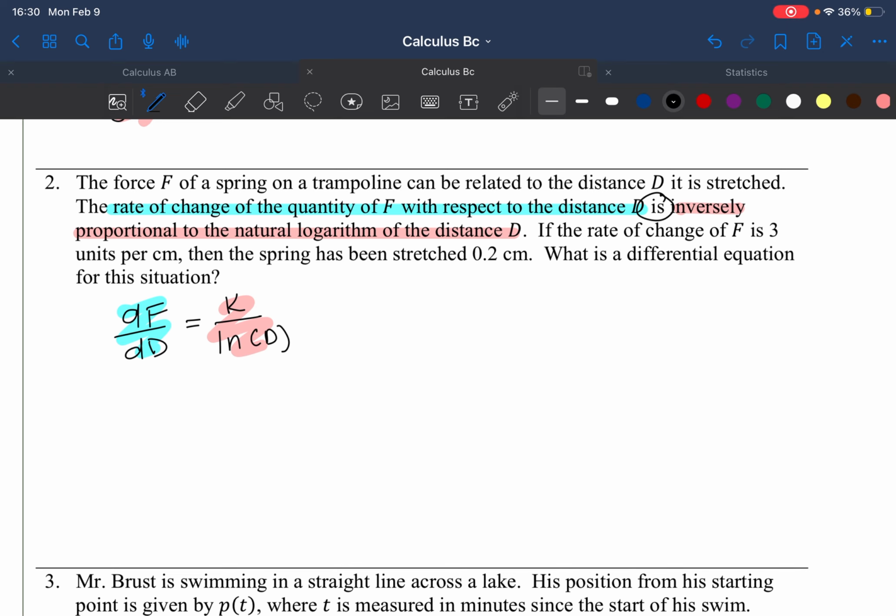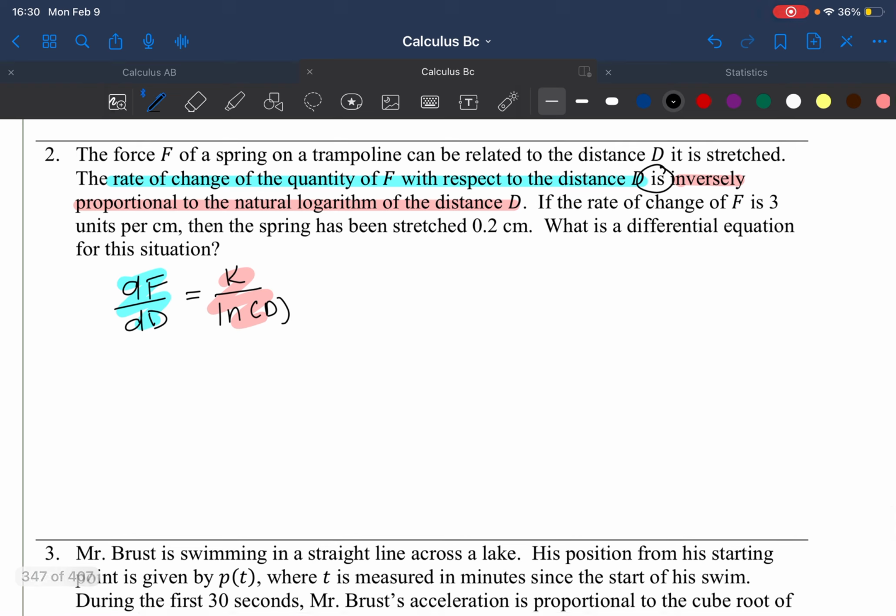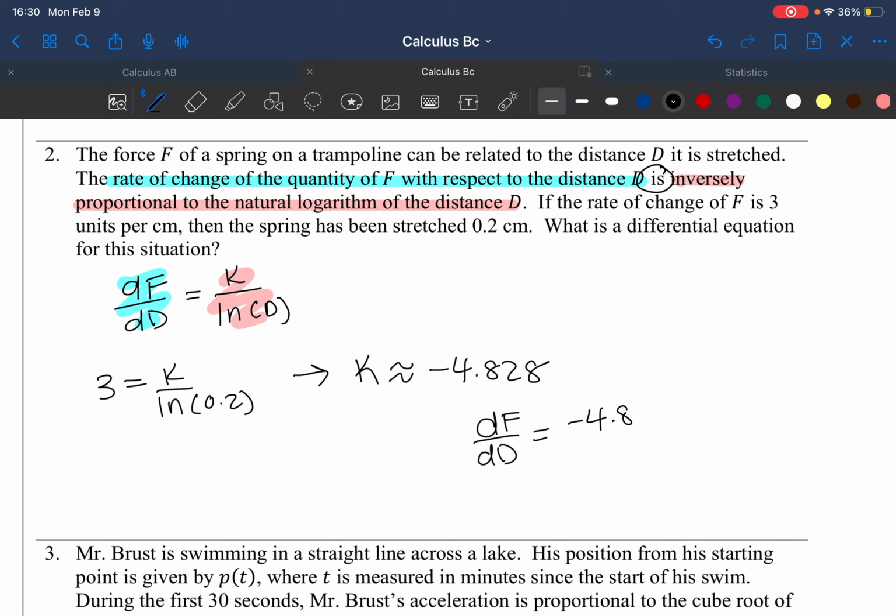Then it's going to give us some additional information. It says if the rate of change of F is 3 units per centimeter, then the spring has been stretched to 0.2 centimeters. What is the differential equation for this situation? So here it's actually giving us information to plug in for dF dd and for d in order to solve for k. So we have 3 is equal to k divided by the natural log of 0.2. And if we plug this in and solve for k, which we would have to use Desmos or a calculator, we would get k is approximately negative 4.828, which means our differential equation dF dd is equal to negative 4.828 divided by the natural log of d.